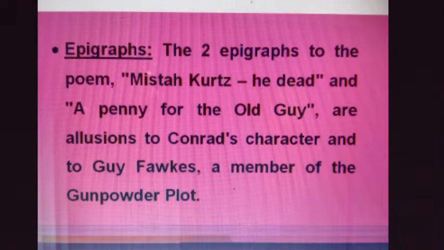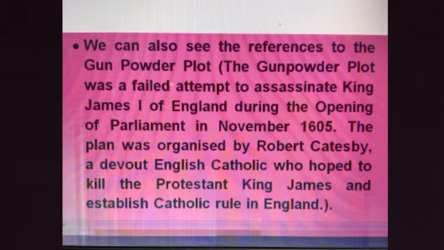So these are allusions. The first one, Mr. Kurtz, He Dead, is an allusion to Joseph Conrad's character Mr. Kurtz from his work Heart of Darkness. And the second one, A Penny for the Old Guy, is a reference to the man Guy Fawkes, who was a member of the Gunpowder Plot. So these are the epigraphs, one for Mr. Kurtz and the other for Guy Fawkes, who was a member of the Gunpowder Plot.